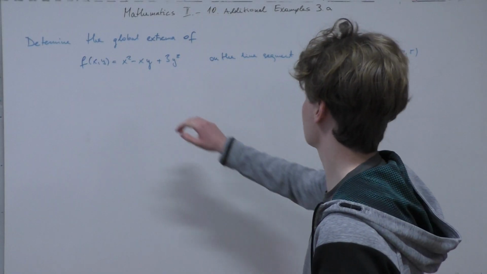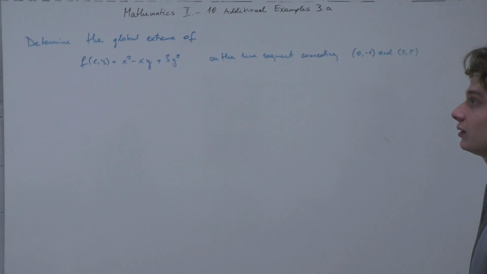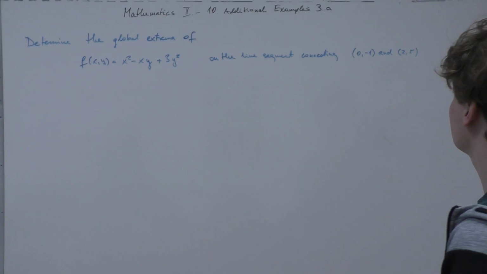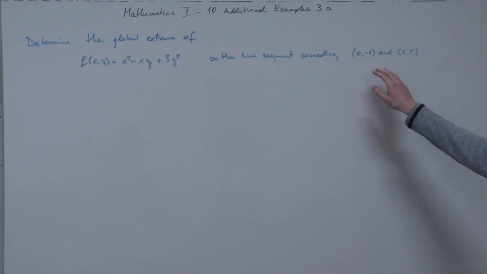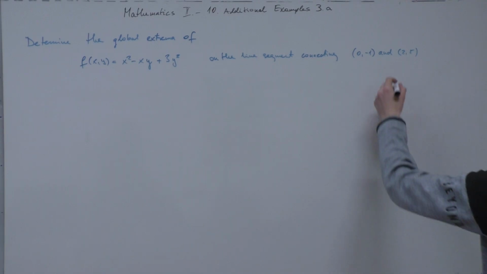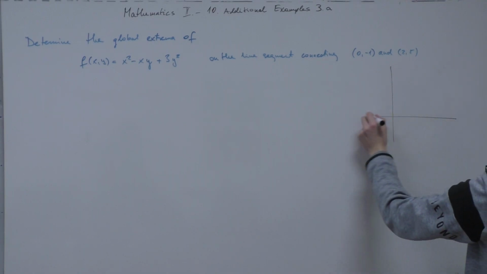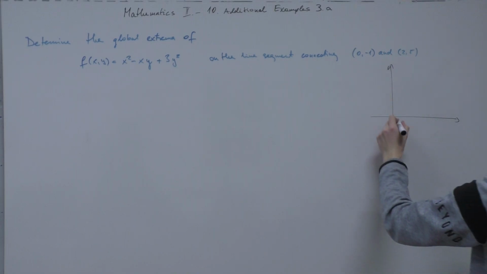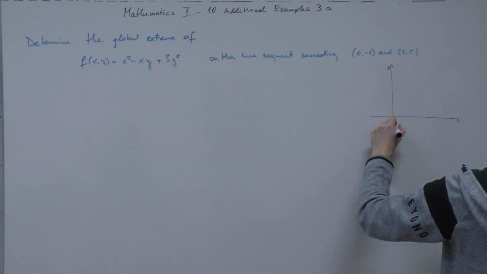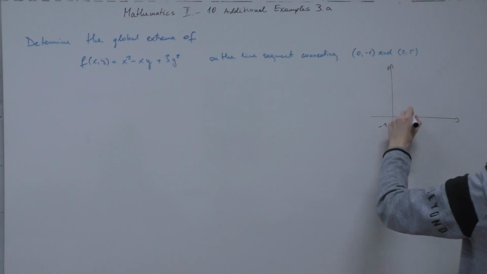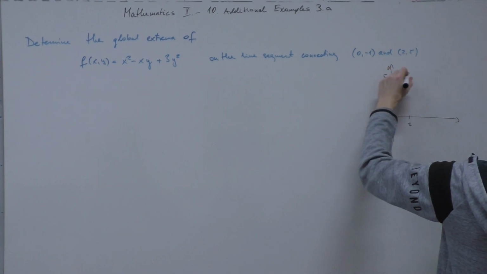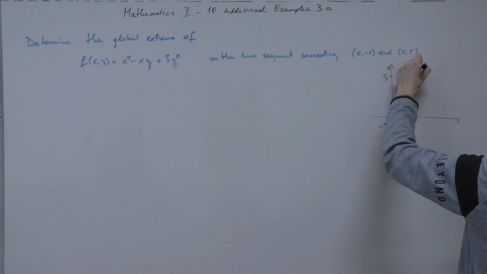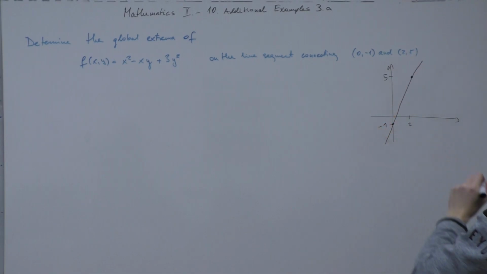We have a continuous function on a line segment, so we know that it takes its global extrema. The first thing to do is to figure out the equation for the line that contains these 2 points. And to do that, we draw a picture. So we have a coordinate system, and the first point is at (0, -1), and the second point is at (2, 5), and this is the line that contains them.